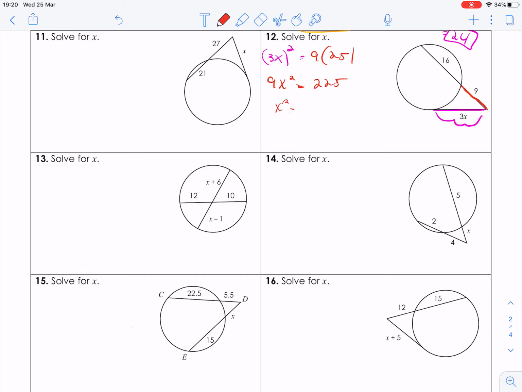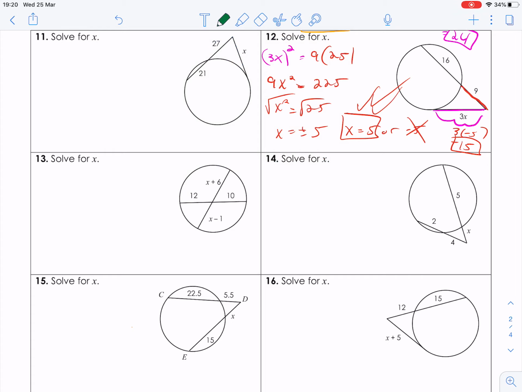So x squared gives us 25. X gives us, after we take the square root, plus or minus 5. And so x could equal 5 or negative 5. But what is 3 times negative 5? Negative 15. Can we have a distance of negative 15? No. So our real answer is x equals 5. And we're just solving for x. So we are done with that. Next.